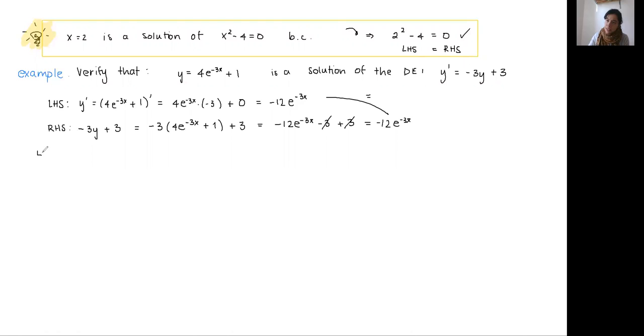So that means the left-hand side and the right-hand side for this case are equal to one another, which means that y is a solution of this equation over here, which I'm going to just write as a star like this.